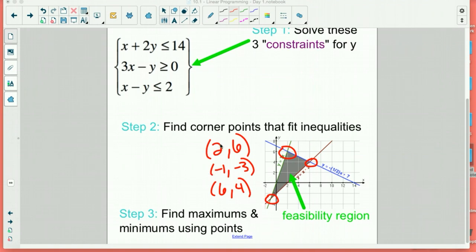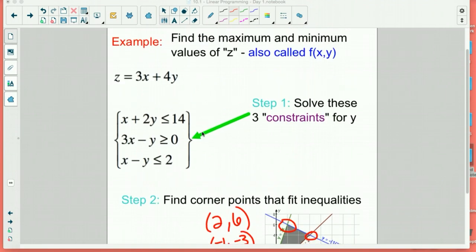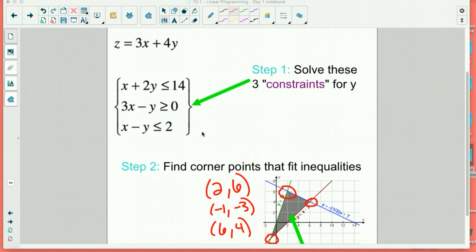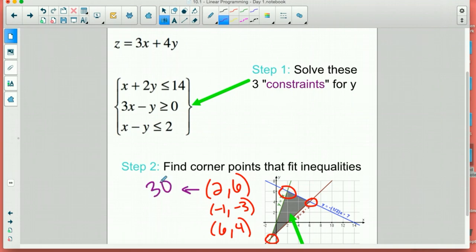So what we're going to do now is plug them back into our z equation, 3x plus 4y, right? If we plug in these points for x and y, we find the output. 3 times 2 plus 4 times 6 is 30. 3 times -1 plus 4 times -3 gives me -15. And 3 times 6 plus 4 times 4 would give me 34. Right, so the maximum of this is -15. I'm sorry, the minimum of this is -15.